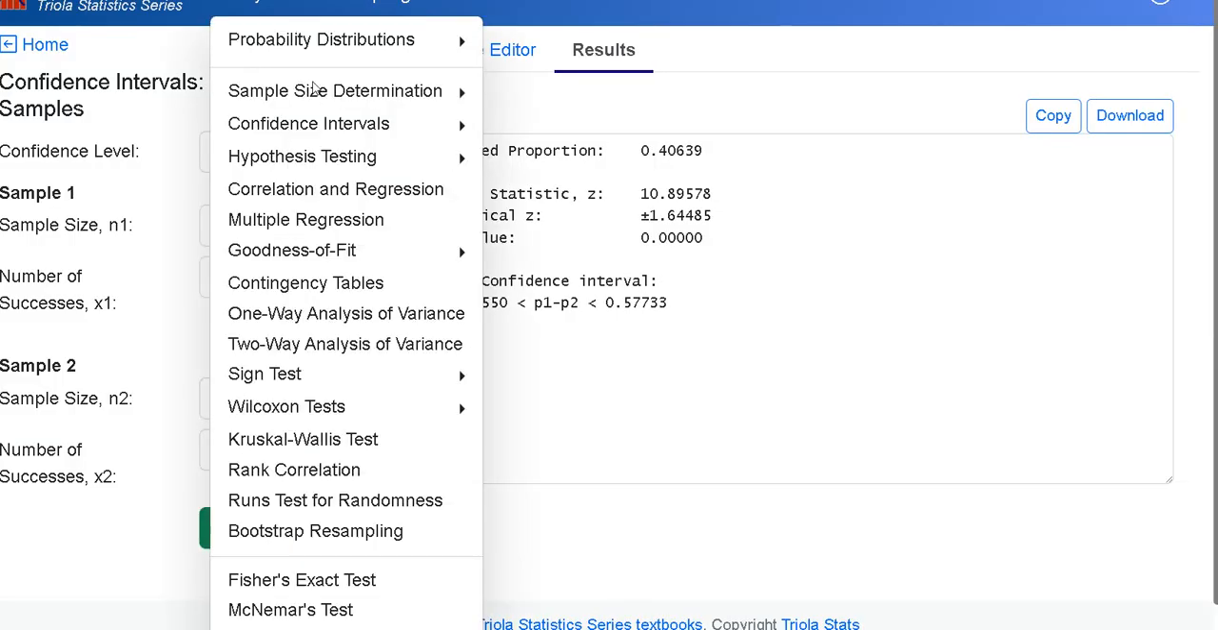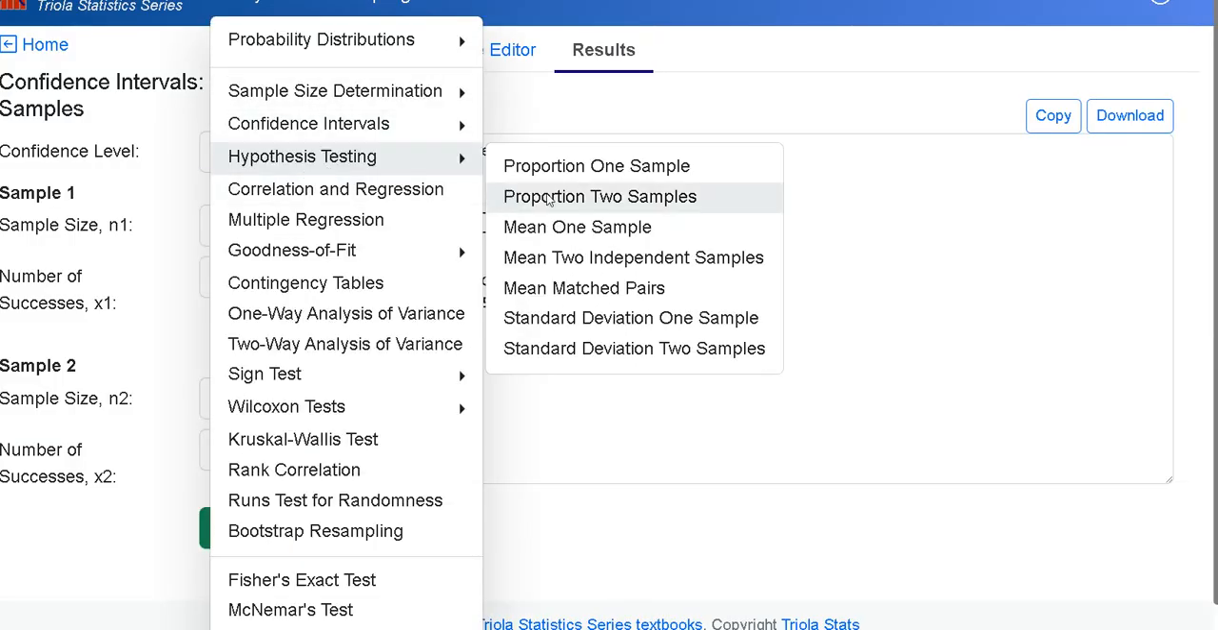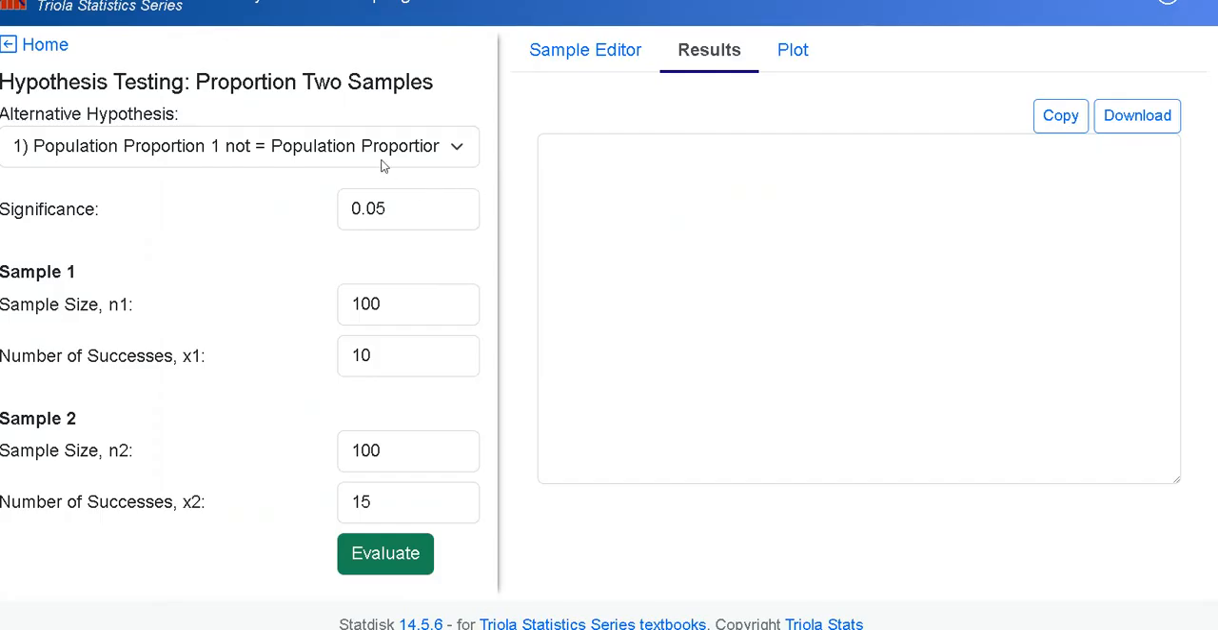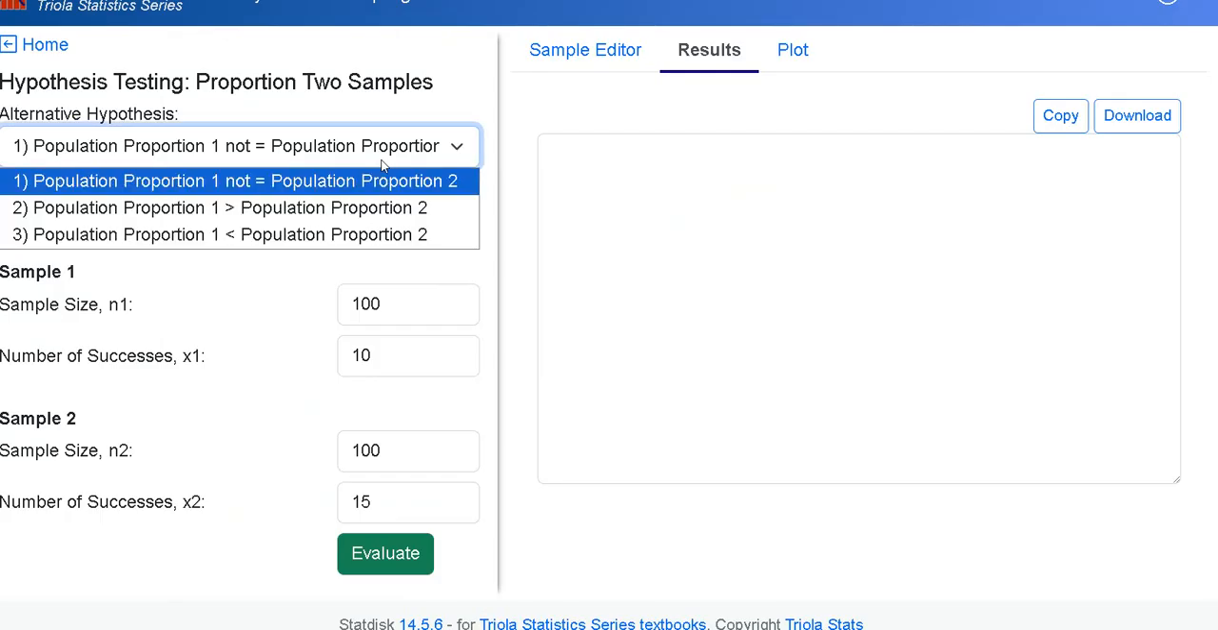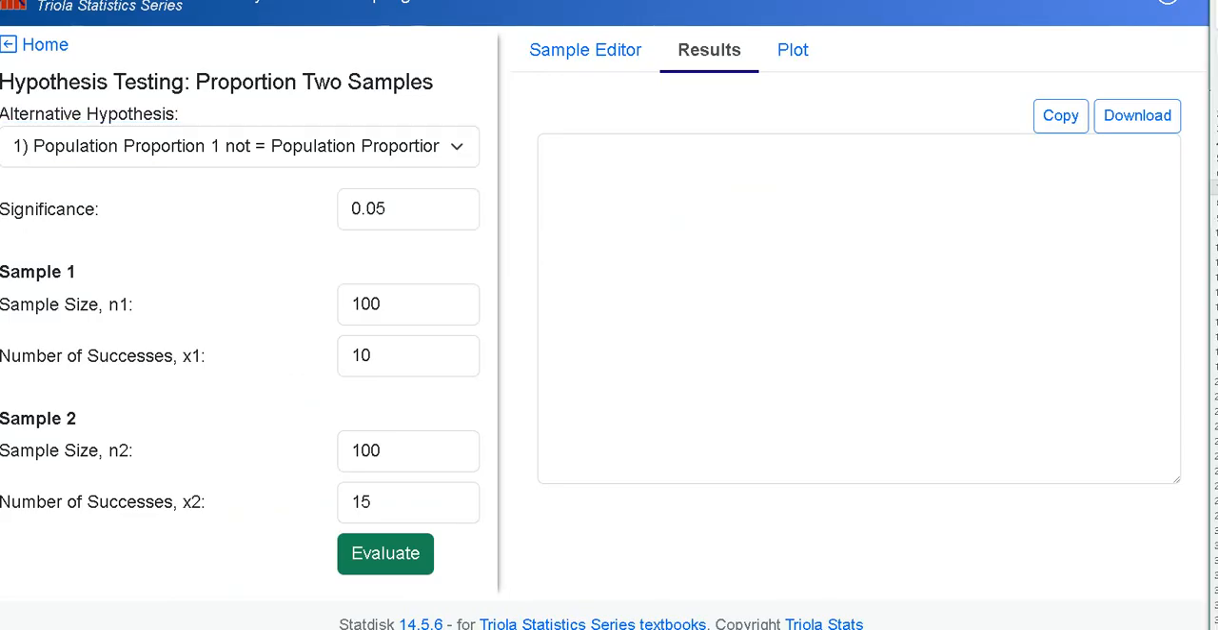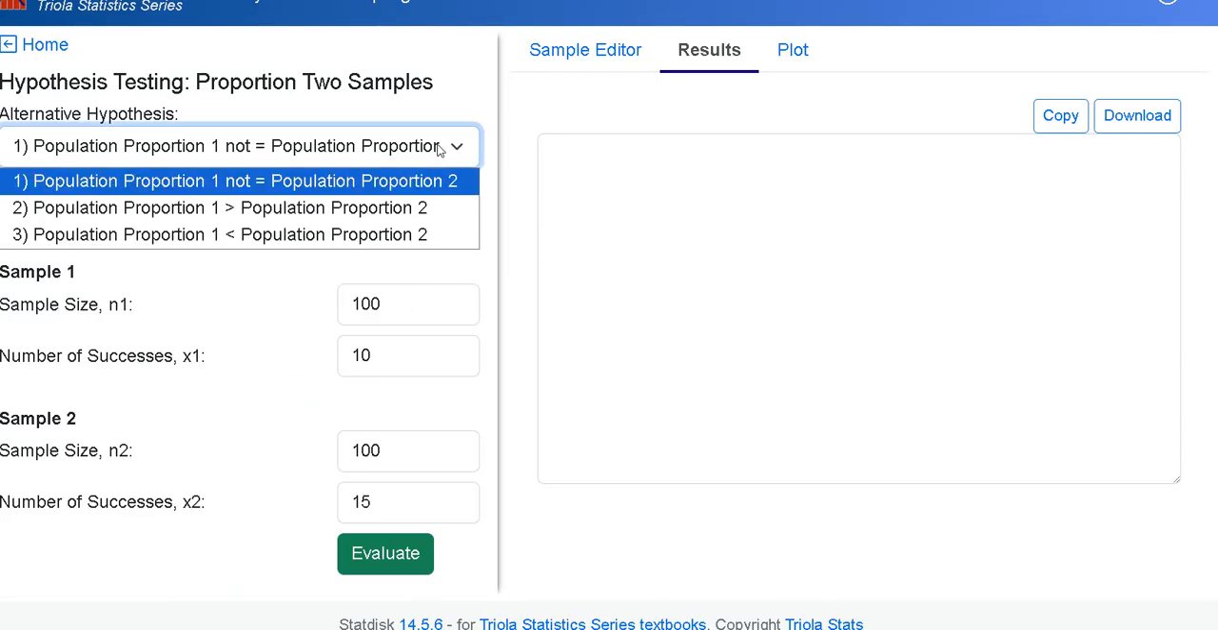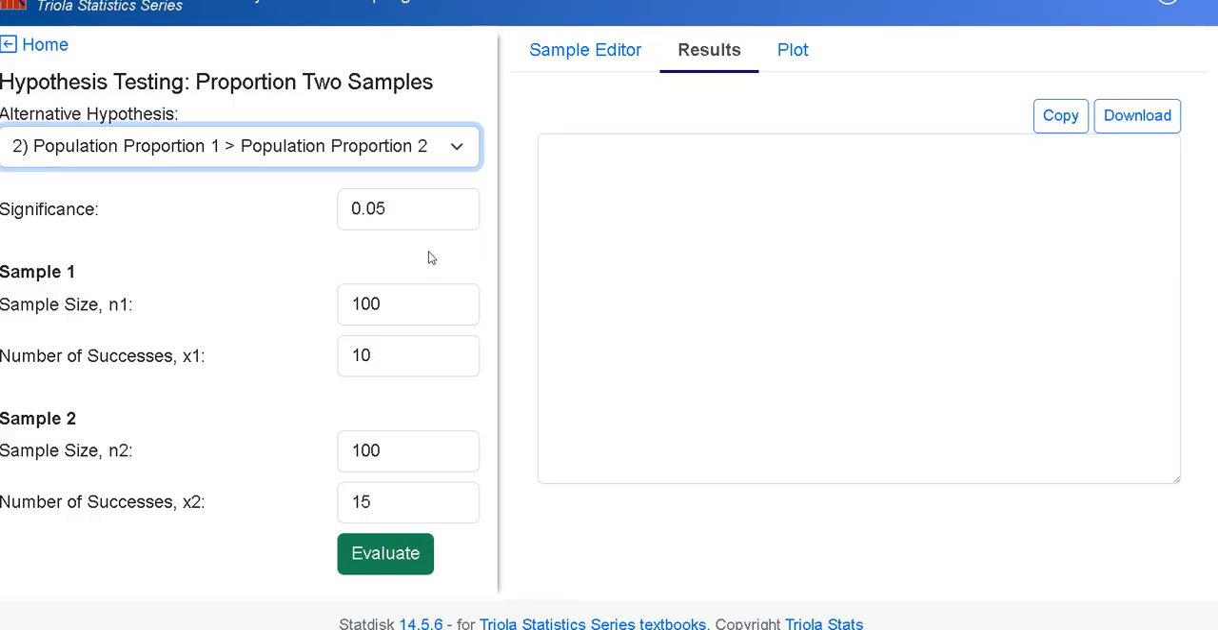Go back to hypothesis testing, proportion two samples. And let's see, where am I at? Nick, which one of these do I want for the alternative? 1, 2, or 3? 2. Yep, 2 works good. Significance level, I think we changed it to 5%.